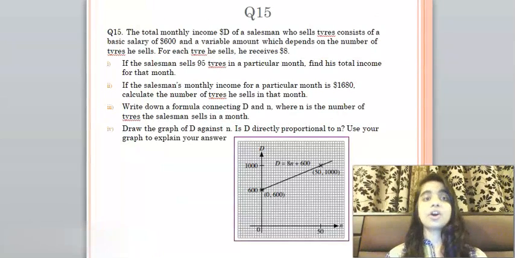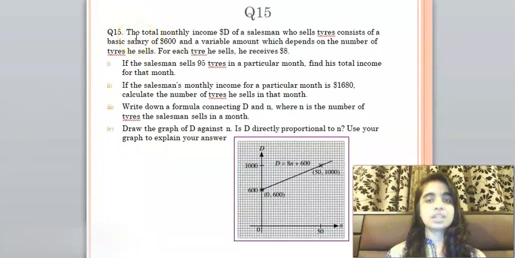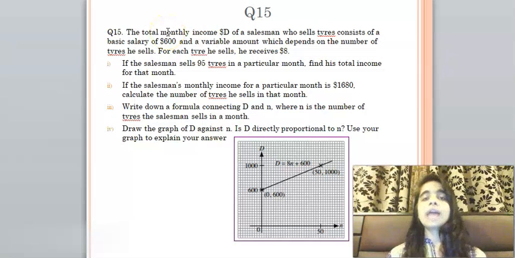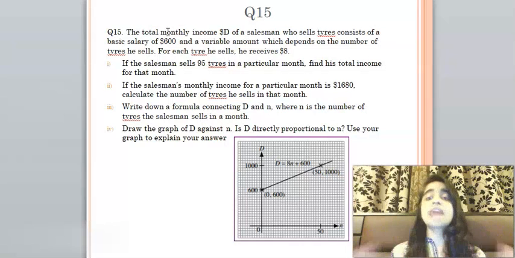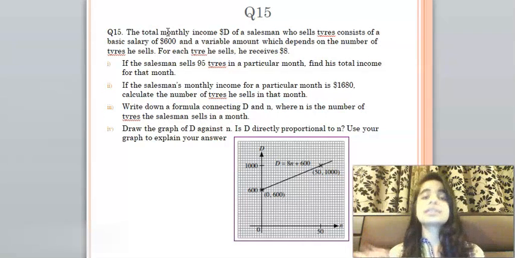Alright, so this is a long question. Okay, so let's read it out. Question number 15. The total monthly income $D of a salesman who sells tires consists of a basic salary of 600. So what is this 600 actually telling us? That if he is selling tires, no matter how many, 1, 2 or 0, he will get this basic salary. This is a fixed salary. It does not depend upon the number of tires he is selling.